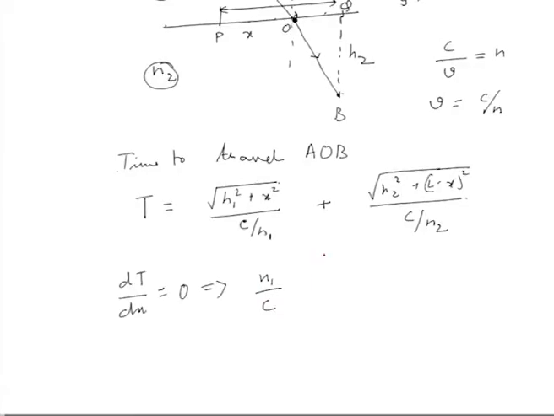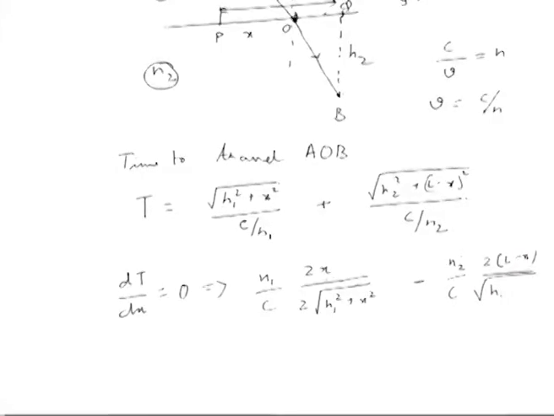So, what is that? That is n1 by c, and I take a 2x upstairs, differentiating h1 squared plus x squared gives 2x, and then half of h1 squared plus x squared to the power of minus half, so the square root comes down. Then I have n2 by c, and for the other one, with L minus x, I will have a minus sign, so I get 2 of L minus x, and again h2 squared plus L minus x whole squared. So, what is the point?